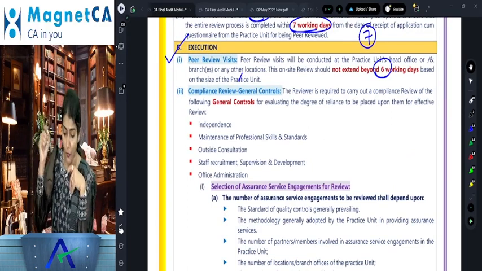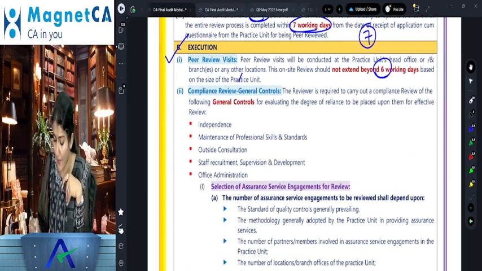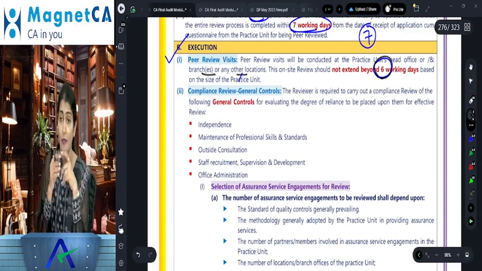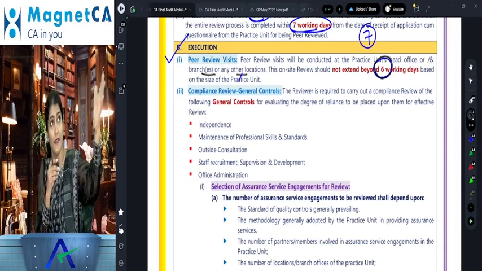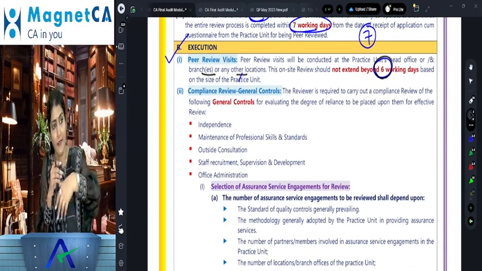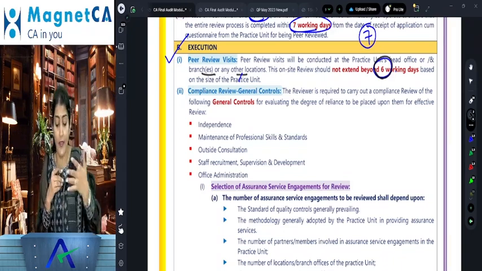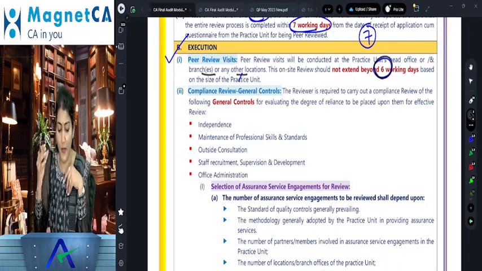The peer review visits will be conducted at the practice unit, head office, or the branch, or any other location. This on-site review should not extend beyond the 7 working days. Earlier it was 7 working days. Then they made it 7 to 15 working days. Now they brought it down to 6 working days, based on the size of the practice unit.